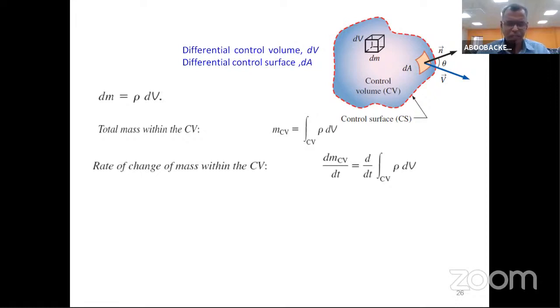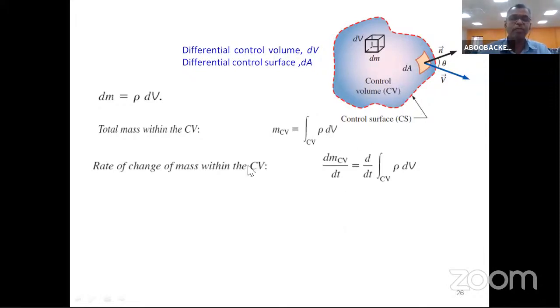That is delta x tending to 1 by infinity, delta y tending to 1 by infinity, delta z also tending to infinity. So we get the properties at all the points, only over the surface, and what is the overall change taking place within the control volume will be there.